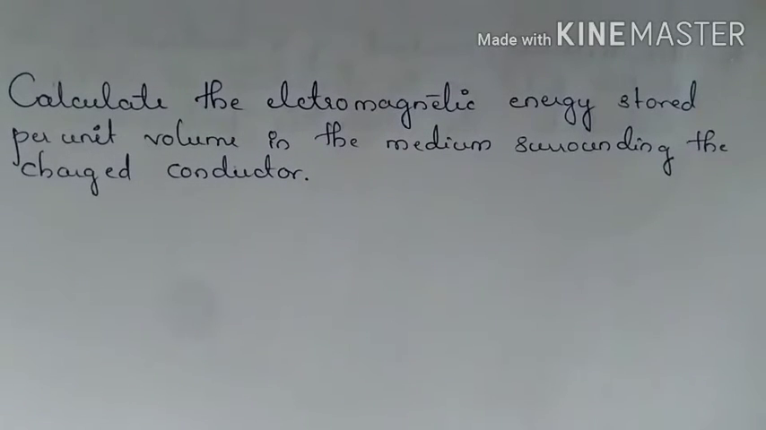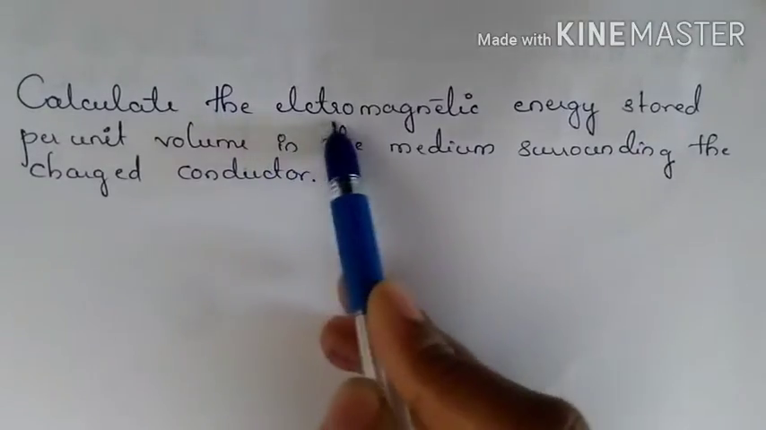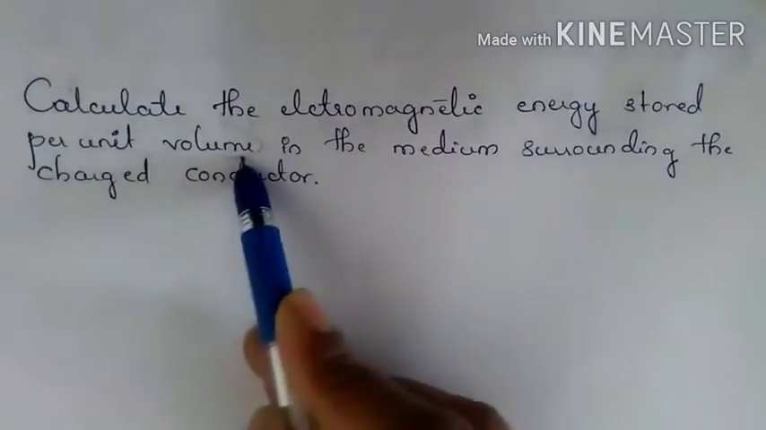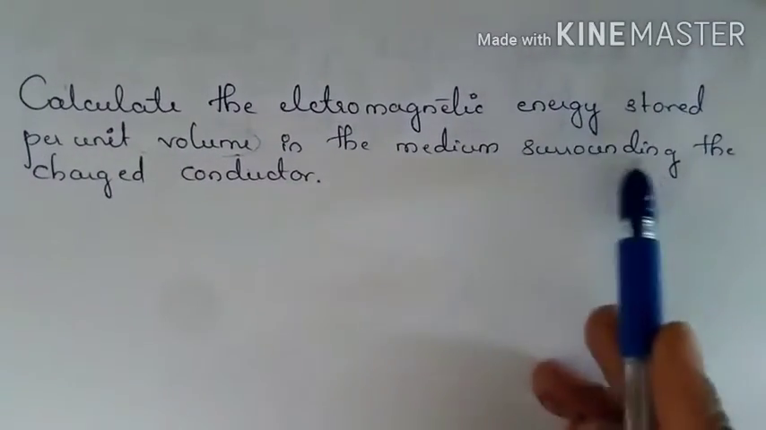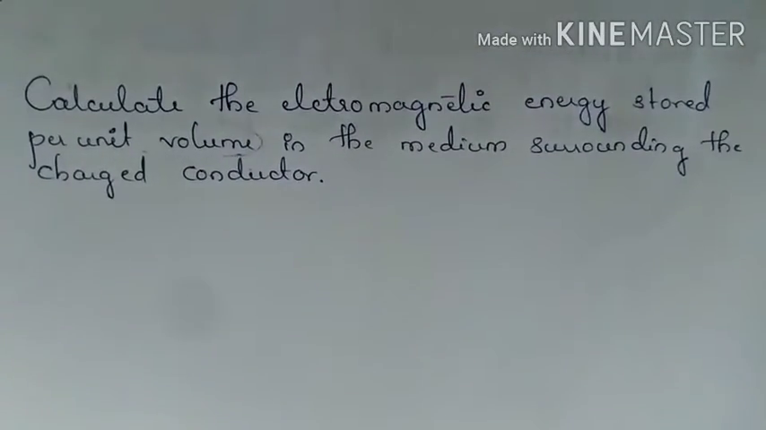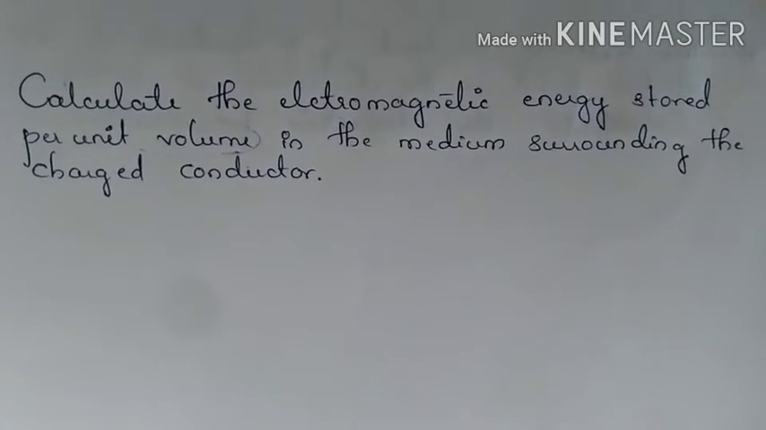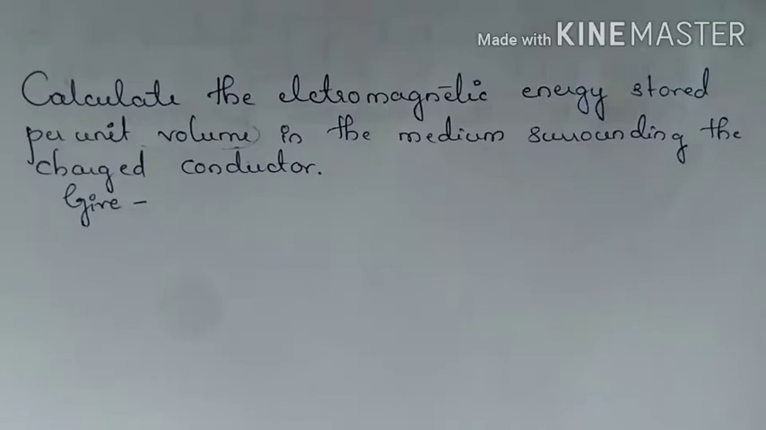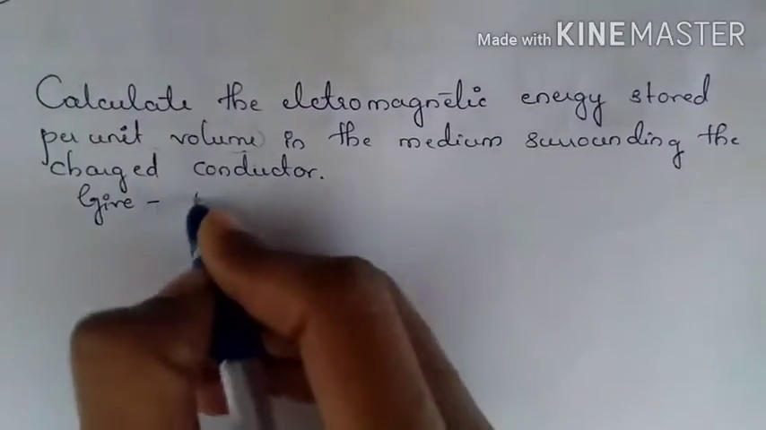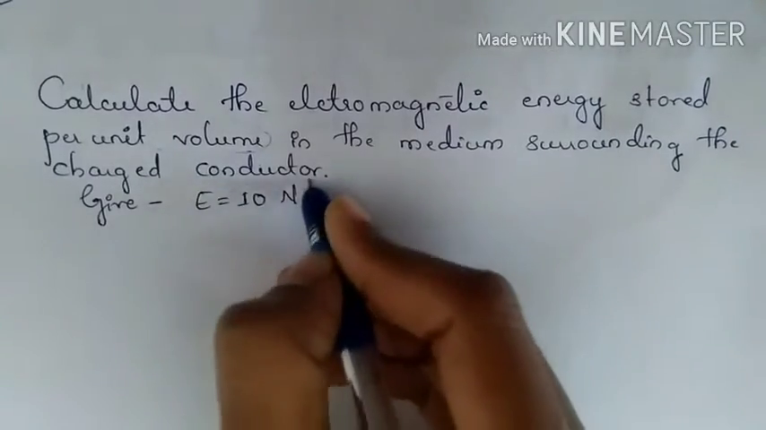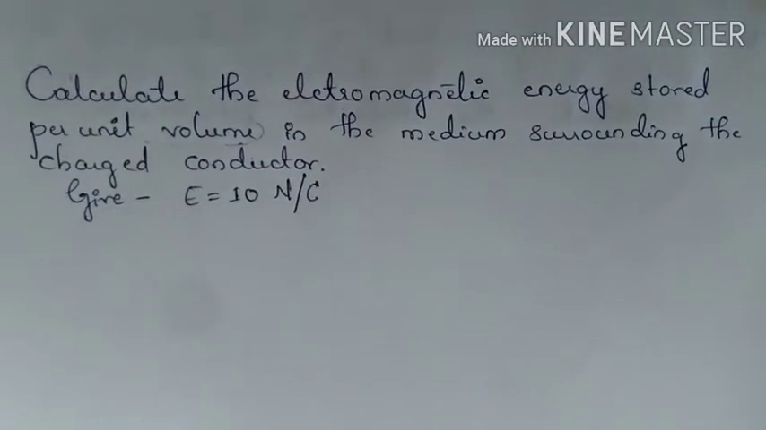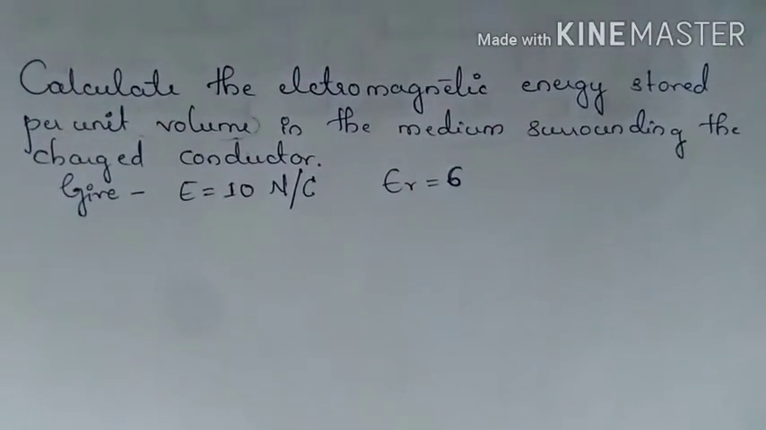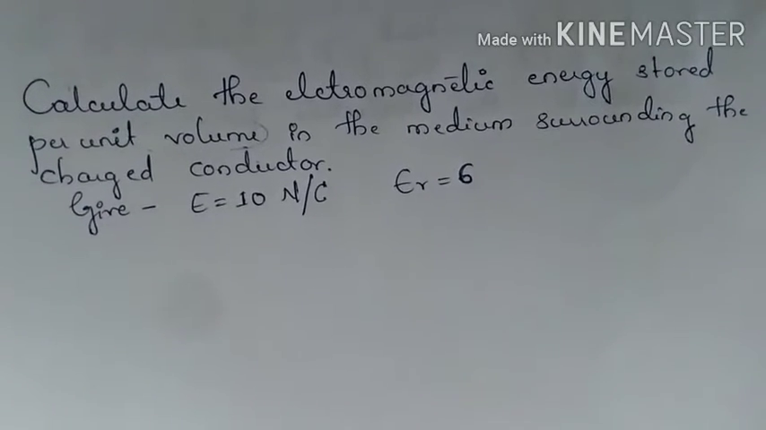So here what do we have to calculate? We have to calculate the electromagnetic energy which is stored per unit volume in the medium which is surrounding the charged conductor. Here they have given the electric intensity near the surface of the conductor as 10 Newton per Coulomb and the relative permeability of the medium as 6. So these are the given things, or known things, to us.